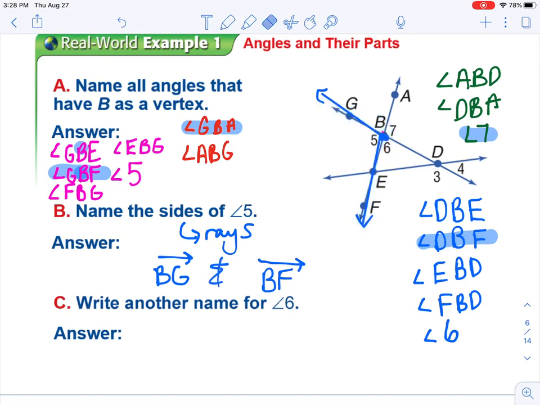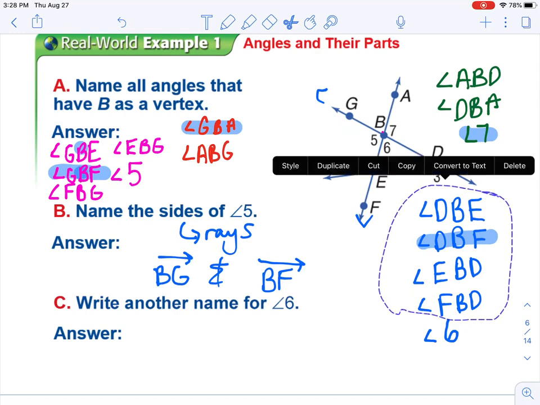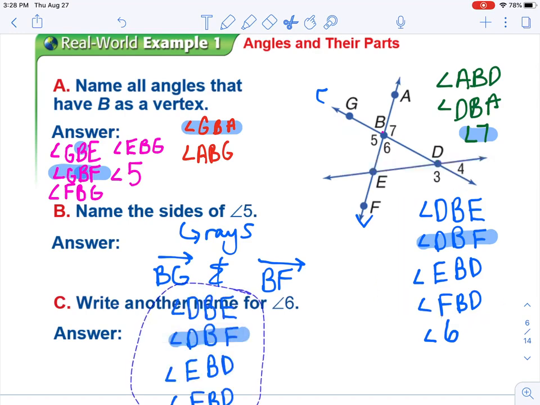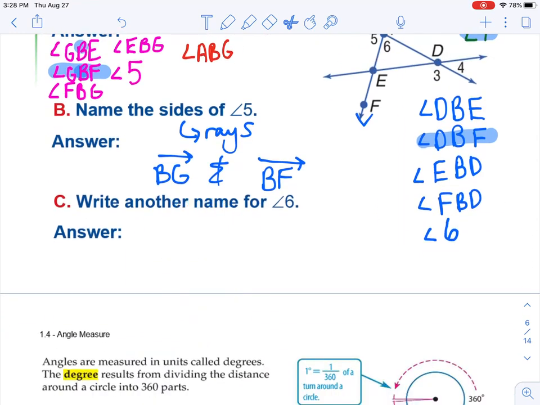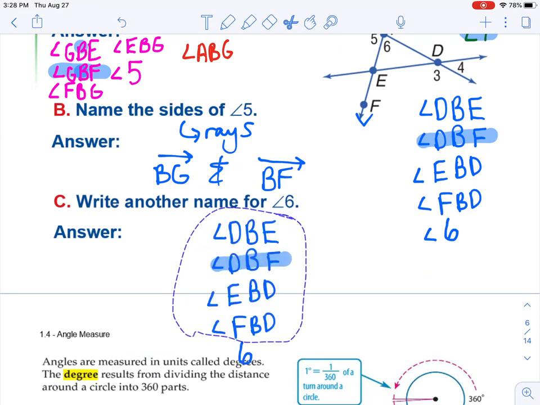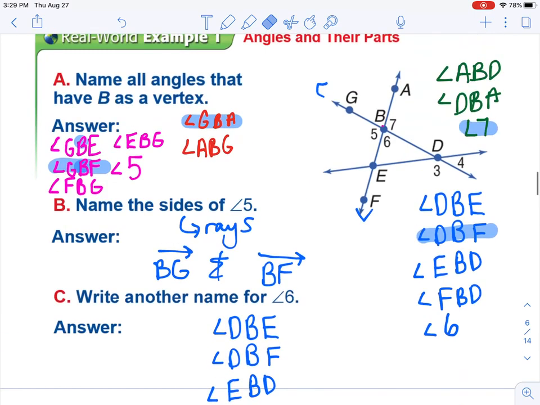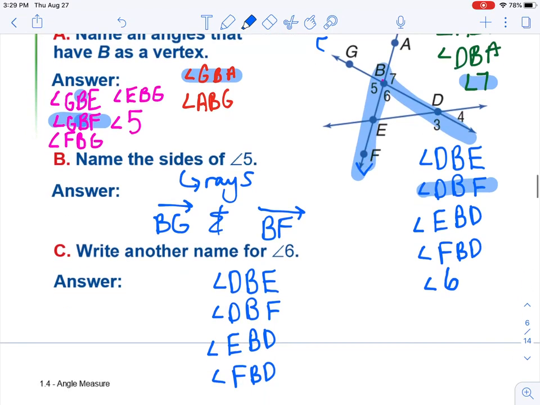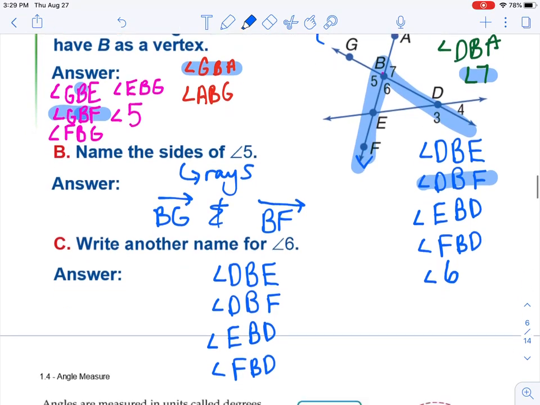And then another name for angle 6. We actually already named angle 6 a bunch of times. We'll see that over here. So I'm just going to copy that down here. And there are 4 other ways to write angle 6. Okay? That is this angle right here. So since we already did it, you can just put it right there.